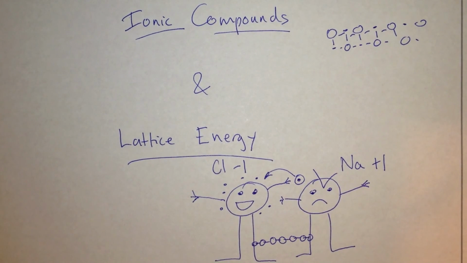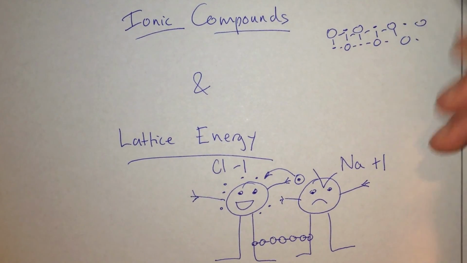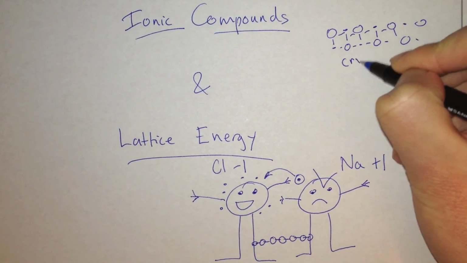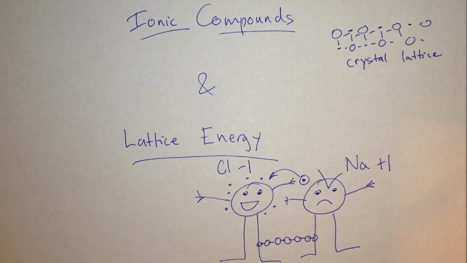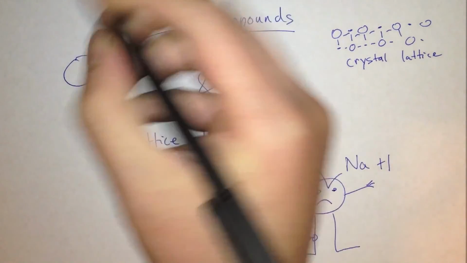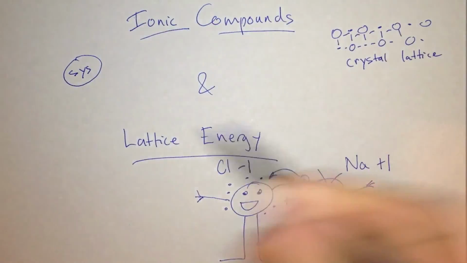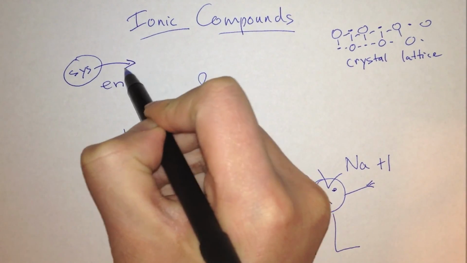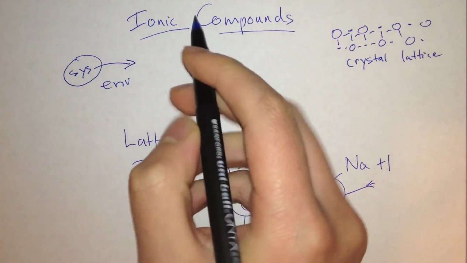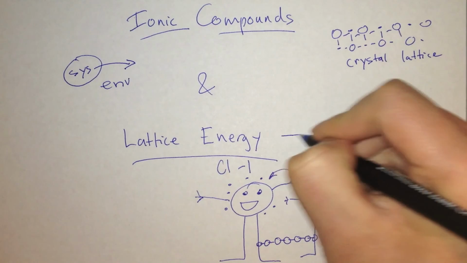This structure is called a crystal lattice, and the lattice energy is the energy that is released when the crystal lattice is formed. So if we remember, all compounds are created so that they lower the energy, and the energy doesn't just disappear, it is released into the environment. So based on our convention of defining the energy from the point of view of the system and not the environment, the energy released from the system is leaving the system. So our lattice energy is always negative.